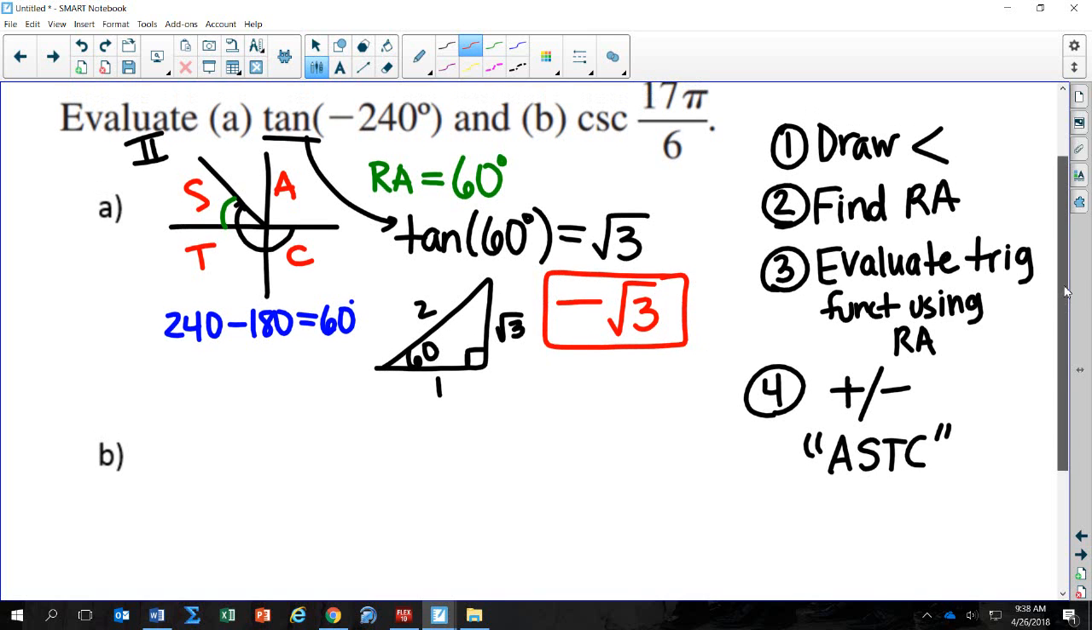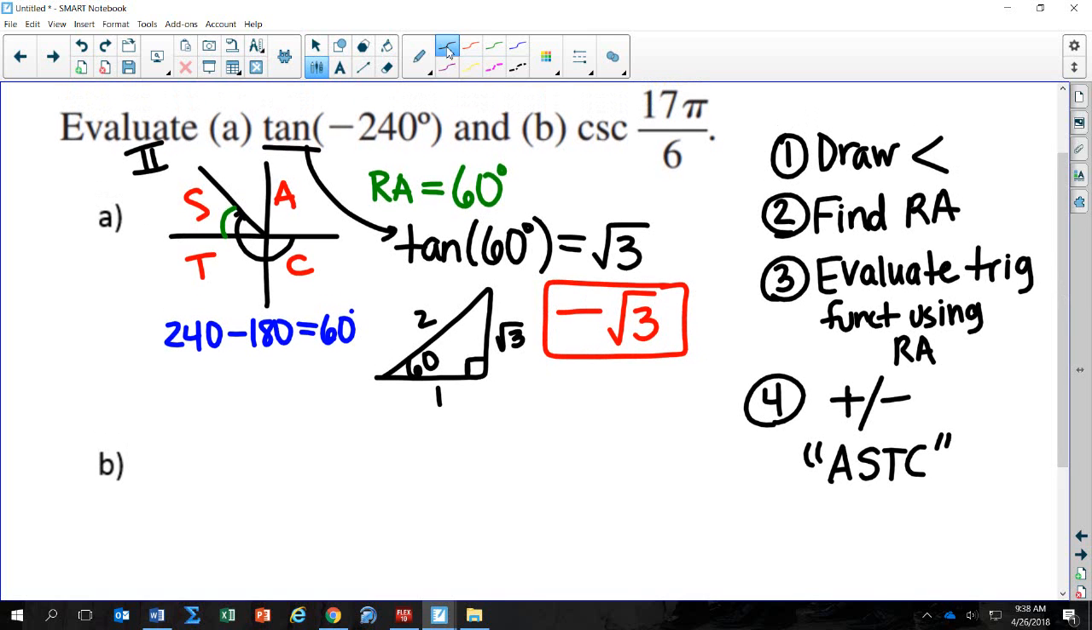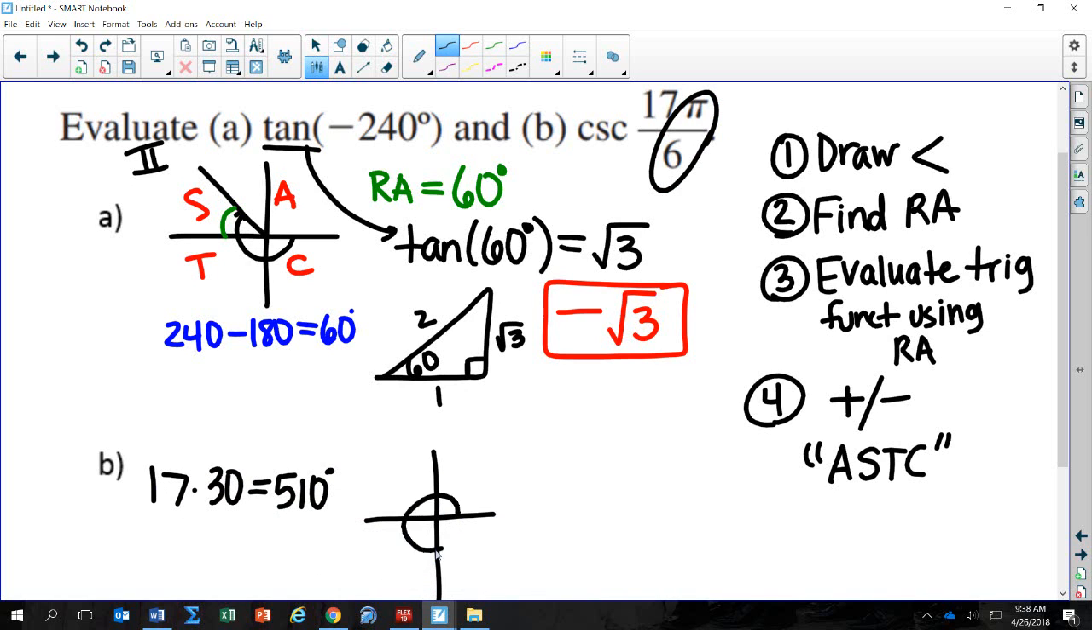I'm going to do the same thing with this part B. I'm going to convert it to degrees first, though, just to understand what we're working with. Pi over 6 is how many degrees? 30 degrees. What is 17 times 30? I think that's 510. So how much am I going around? I'm going around at least one revolution, and then how much more? What's 510 minus 360? 150, so I'm going around an extra 150.